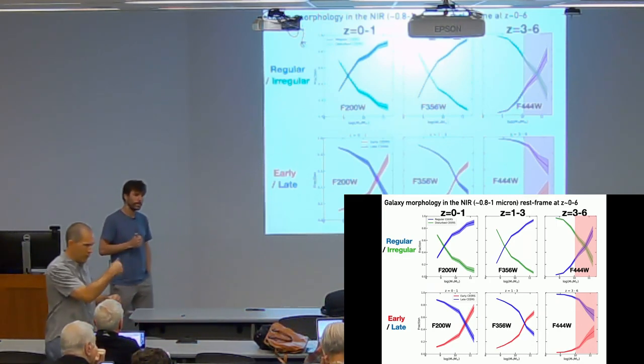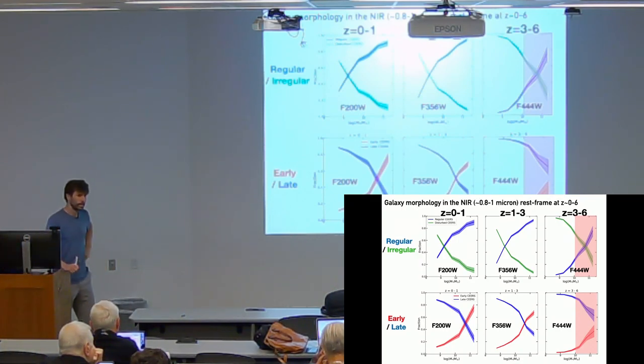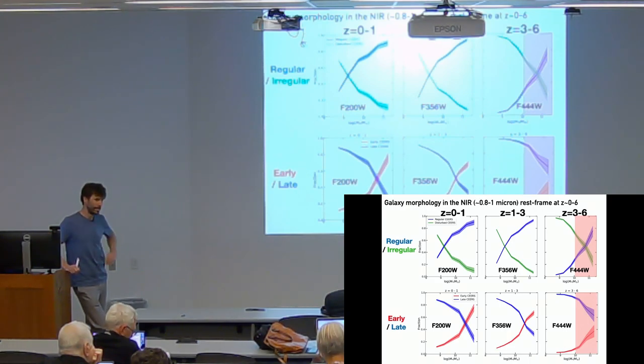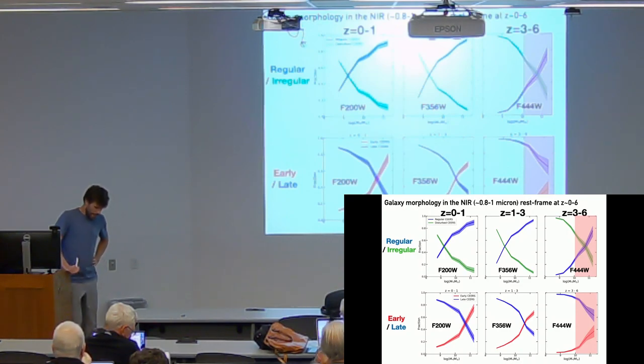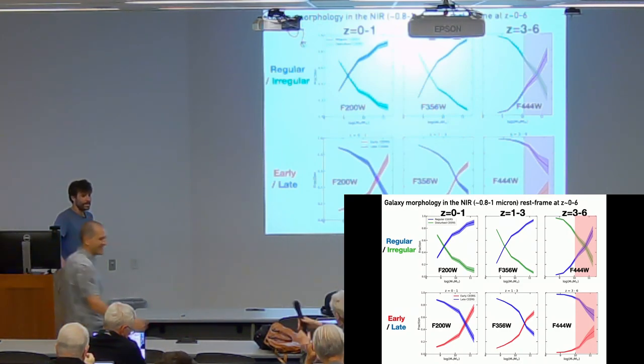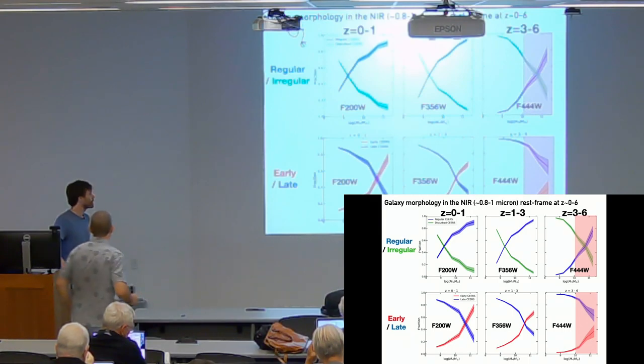The enemy of determining star formation histories with HST has been dust. Right. How will that figure into your plans for JWST data? At higher redshifts? Yeah, that's a good point.